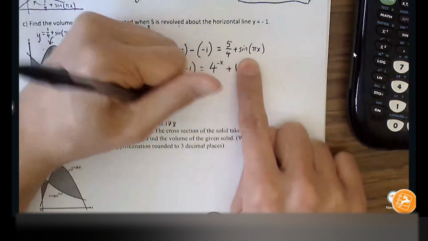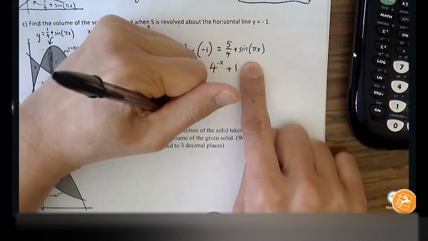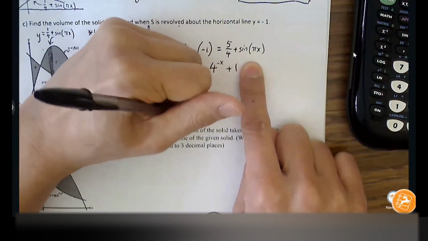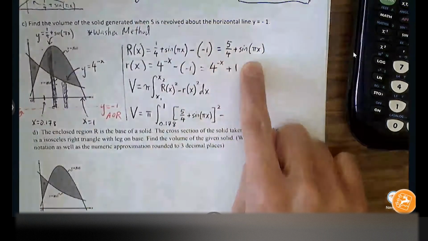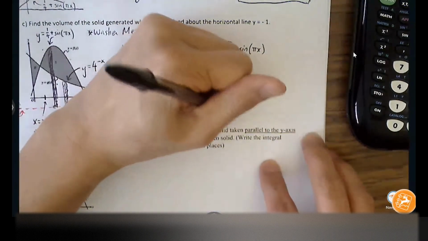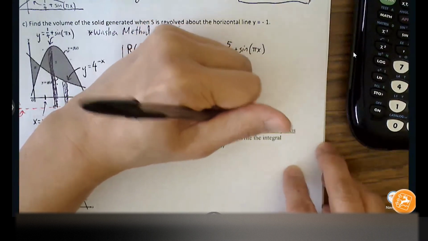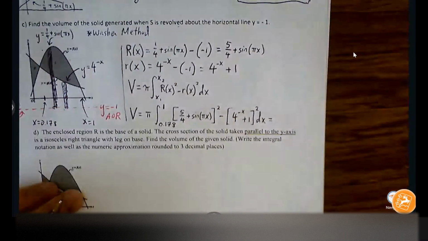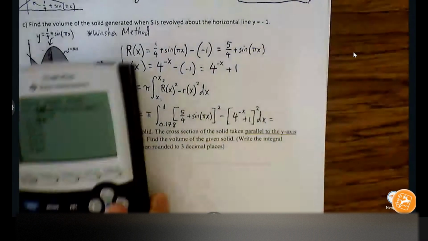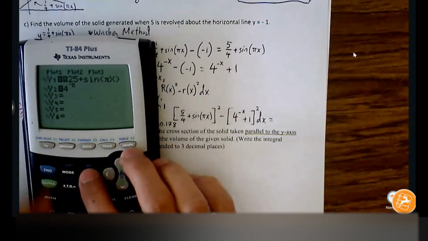Okay, big radius squared minus little radius squared. All right, let's see what that gives us. I'm just going to update this here. 125.